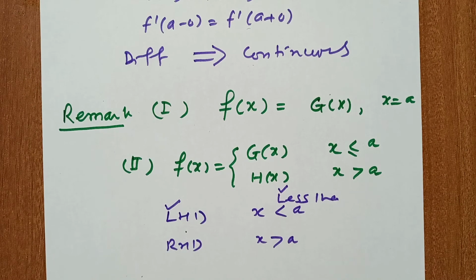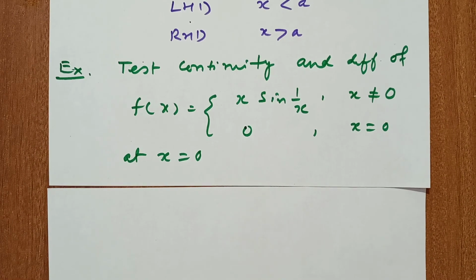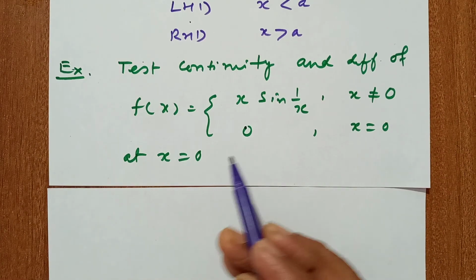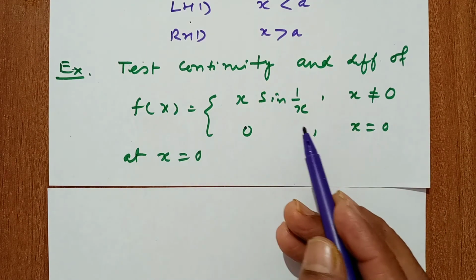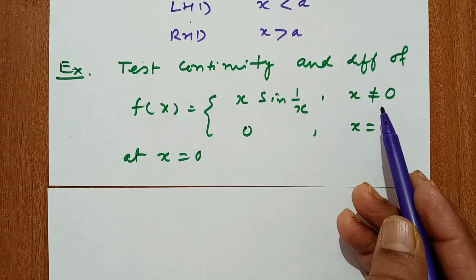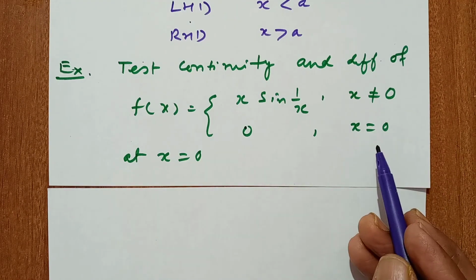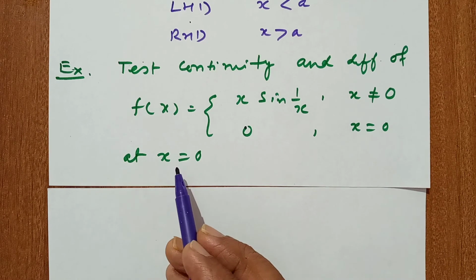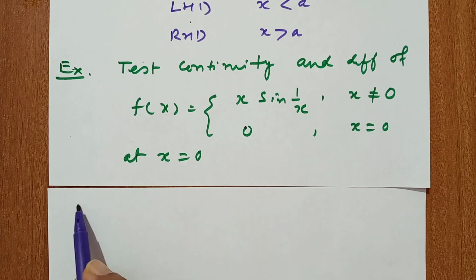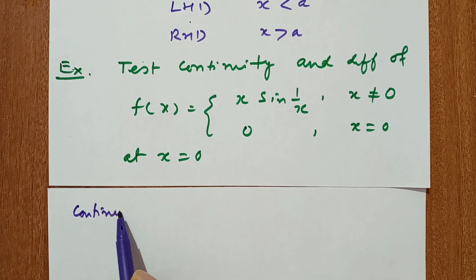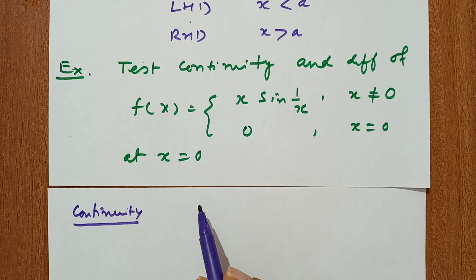Okay, so this is a very important question: test continuity and differentiability of a function f(x) = x sin(1/x) when x is not equal to 0, and 0 when x is equal to 0. So at x = 0, we will test continuity and differentiability. First we will check continuity. So what is a continuous function? First we will obtain the left hand limit, right hand limit and the value of the function.